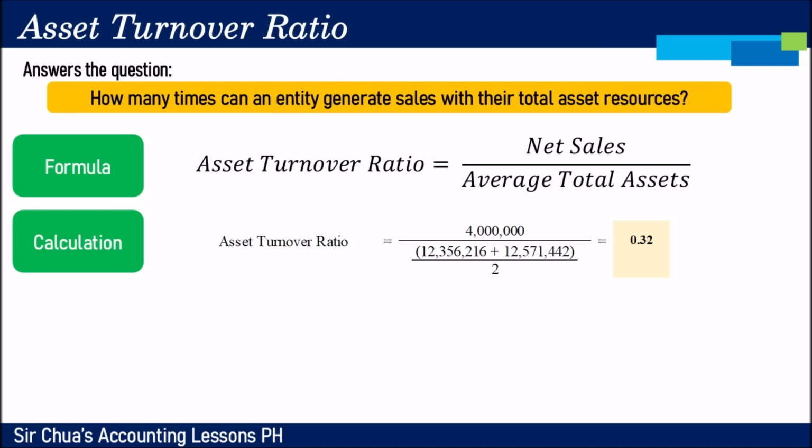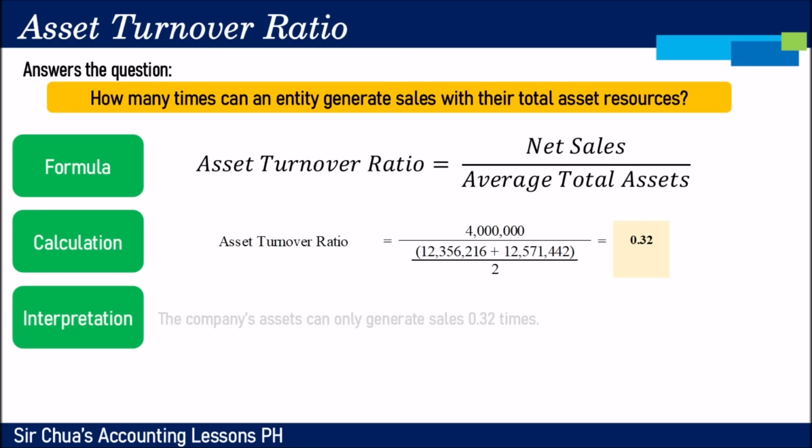This will be your calculation. Kunin nyo po yung net sales from your income statement of 4 million, and then dahil po average total assets, get the total asset for 2020, add it to the total asset for 2019 and divide it by 2 to get the average. Okay? So, your asset turnover ratio is 0.32. Paano po natin i-interpret sa 0.32? The company's assets can only generate sales 0.32 times. Hindi man lang tayo sumampa ng 1.